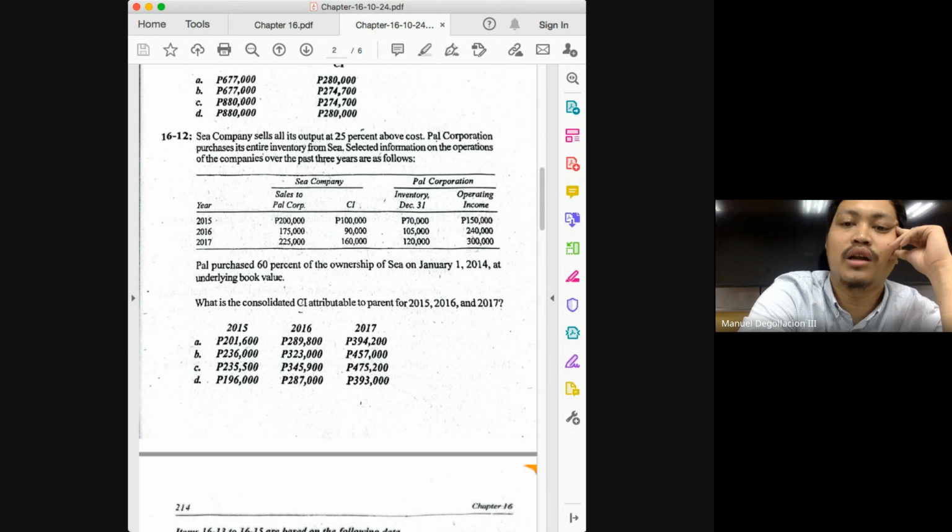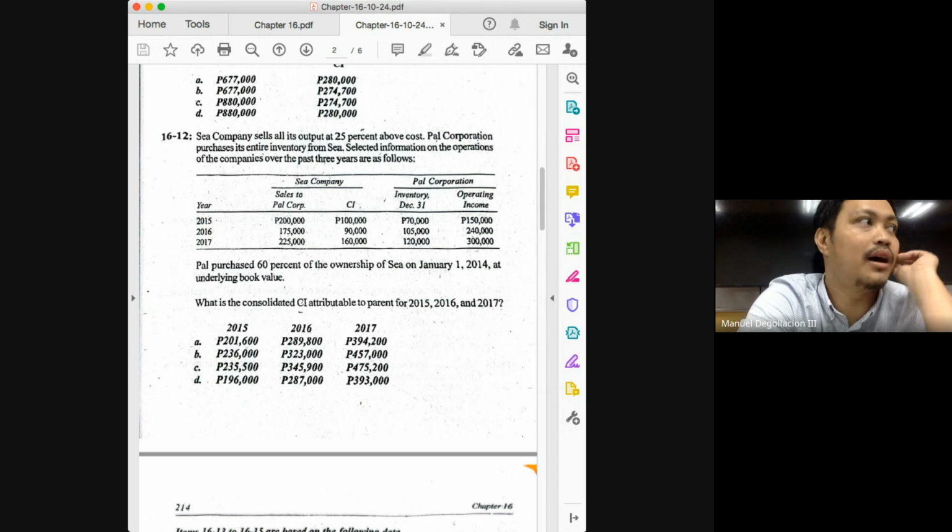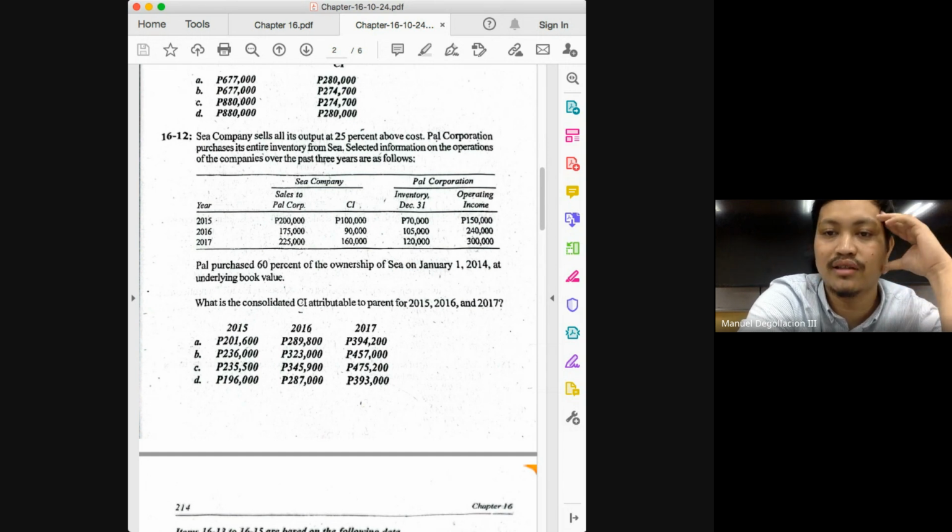Class, just for the sake of discussion, how could we have gotten 21,000 if we use the 25%? Divide 105,000 by 125 to get the cost, and then multiply it again by 25%. Okay. But again, what we need is not the consolidated income. We need the income attributable to the parent.